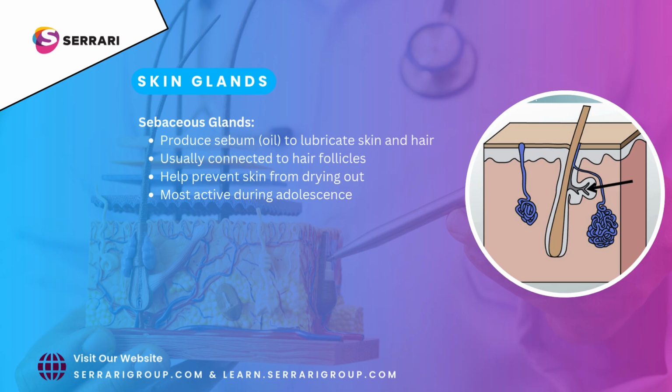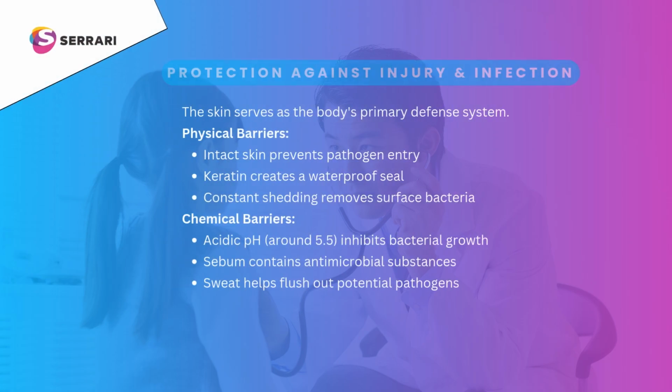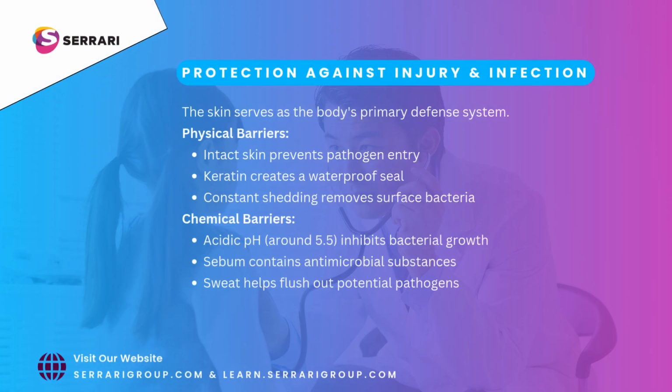Sebaceous glands. Produce sebum, oil, to lubricate skin and hair. Usually connected to hair follicles. Help prevent skin from drying out. Most active during adolescence. Protection against injury and infection. The skin serves as the body's primary defense system.